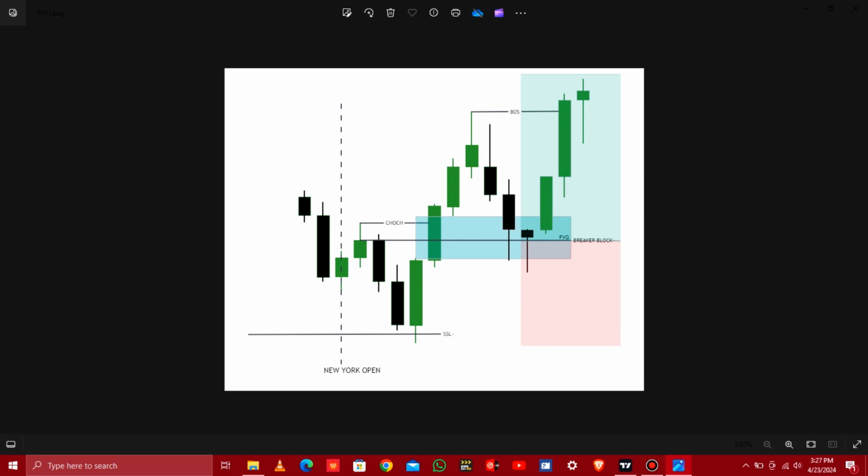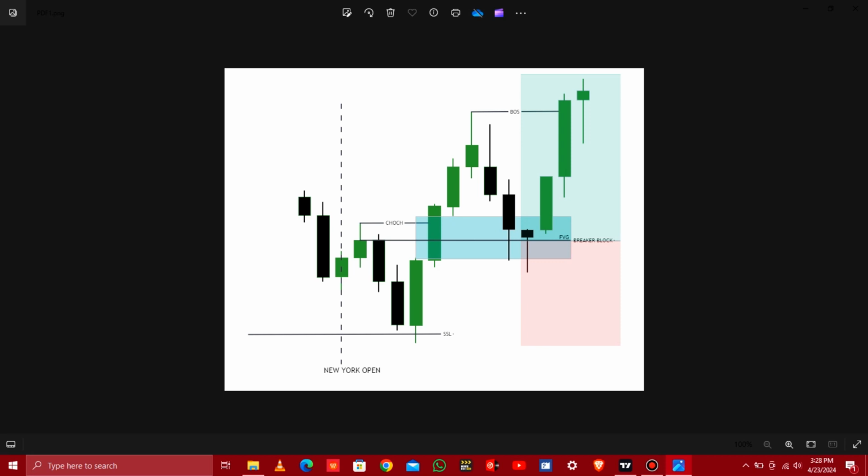So as you can see, we shifted in market structure. On the New York session, we don't want to just be looking for a shift in market structure in any type of chart. We want to be looking at the time that the shift in market structure happened. As you can see, it happened on the New York session. After that, the New York session left inefficiency right there, this fair value gap.